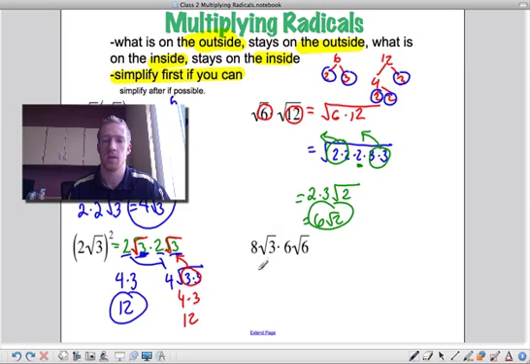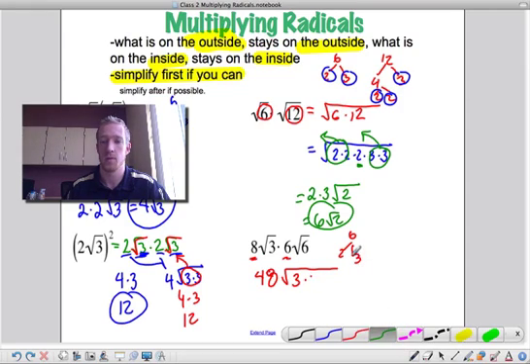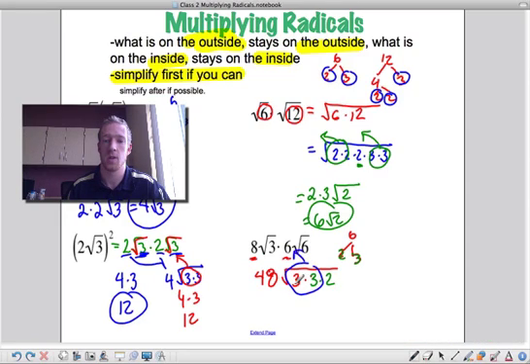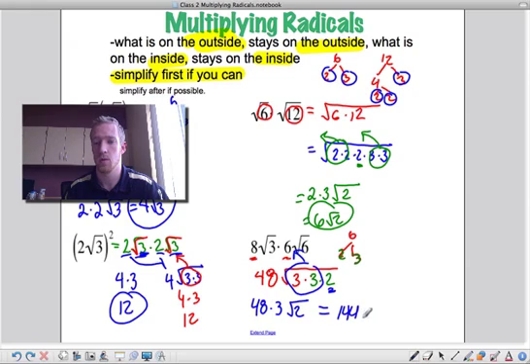So here, multiply the outsides. We get 8 times 6 is 48. And then underneath we have a 3, and that 6 is a 2 times 3. So I'm going to write 3 times this 3 and this 2. So now there's my pair. Circle the 2, take 1 out, so I got 48 times 3, and I've got that root 2 left. And then 48 times 3 is 144. So that's 144 root 2. Done.